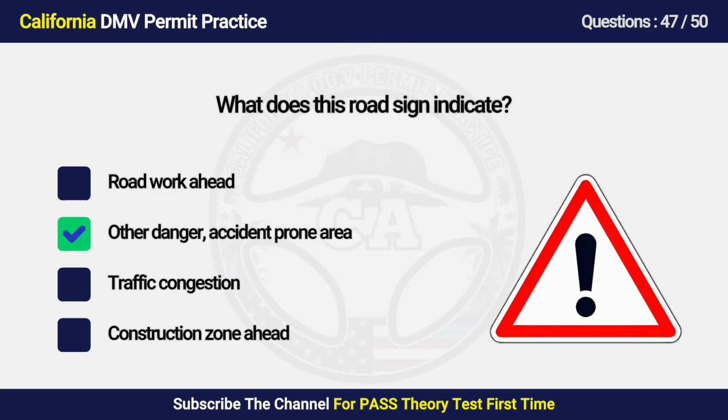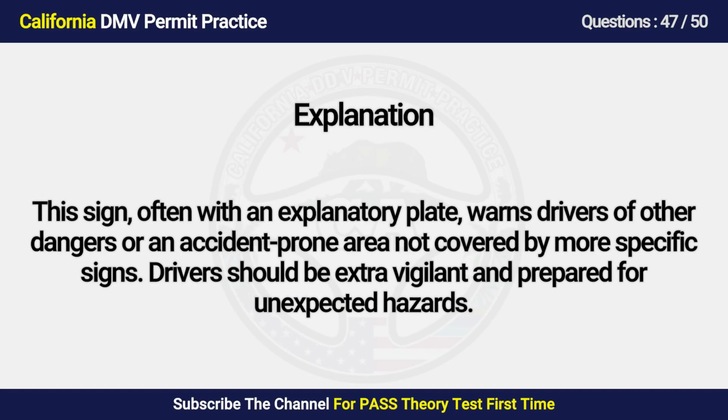Answer is B. Other danger, accident prone area. This sign, often with an explanatory plate, warns drivers of other dangers or an accident-prone area not covered by more specific signs. Drivers should be extra vigilant and prepared for unexpected hazards.